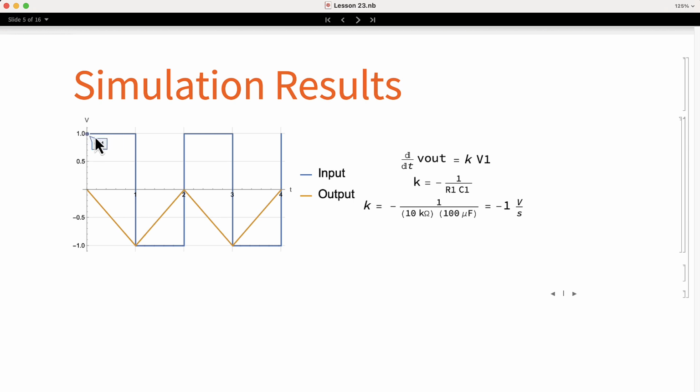When the input is positive, the output of the integrator decreases. Because of the negative gain, after 1 second, it reaches minus 1 volt. When the input becomes negative, the output of the integrator increases, and after 1 second, it reaches again a level of 0 volts.